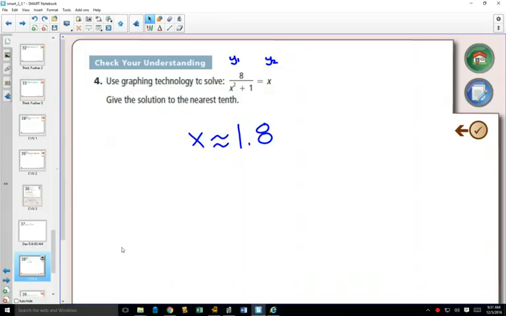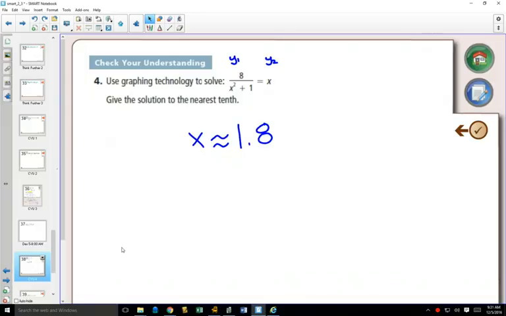So again, these questions that you are allowed to use your graphing calculator to solve, you don't have to solve them algebraically. It is really straightforward. You put one equation into y1, one equation into y2, and then you're looking for all the points that intersect. In our example, it only intersected at one point, and then we calculated that.